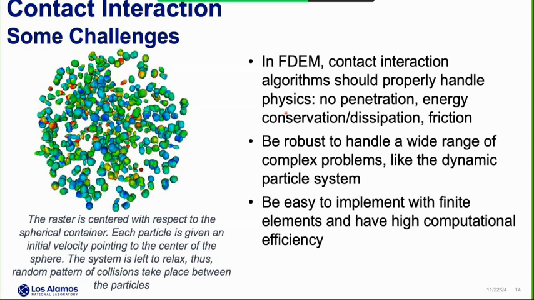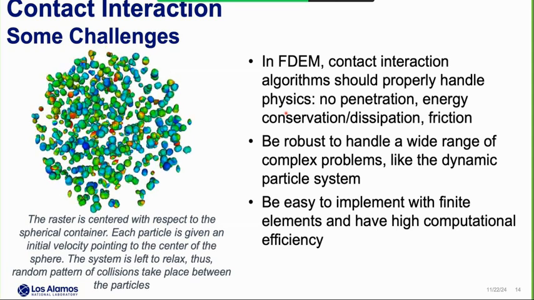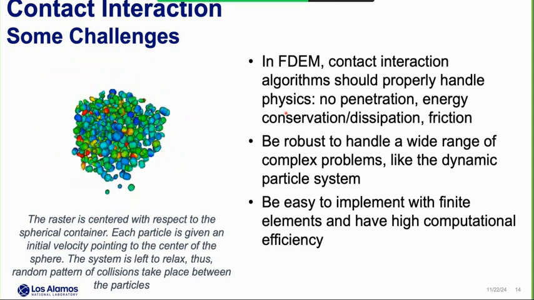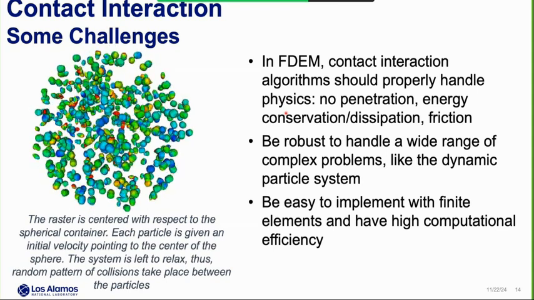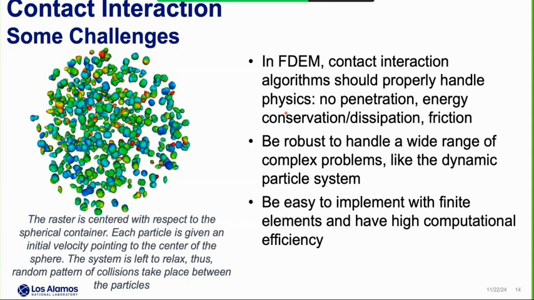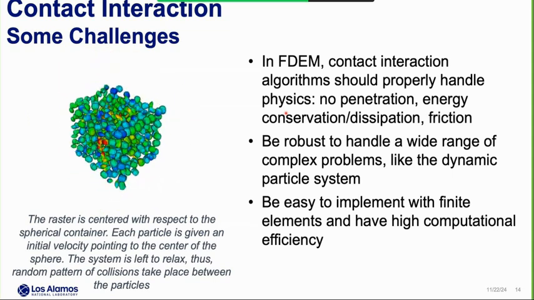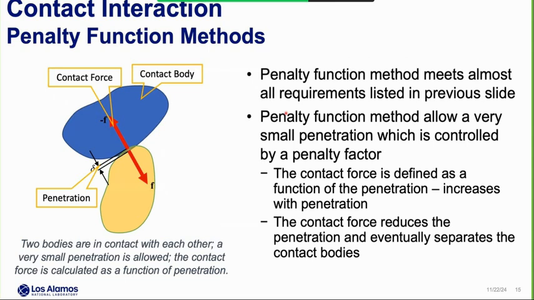So similar to the contact detection algorithm, the contact interaction algorithm needs to be robust to handle a wide range of complex problems like the dynamic particle system. And in FDM, they also need to be easily implemented with finite elements and have high computational efficiency. So in computational mechanics, there are several approaches that can be used to calculate the contact force. Among them, the penalty function method meets almost all the requirements that I just mentioned in the previous slide.